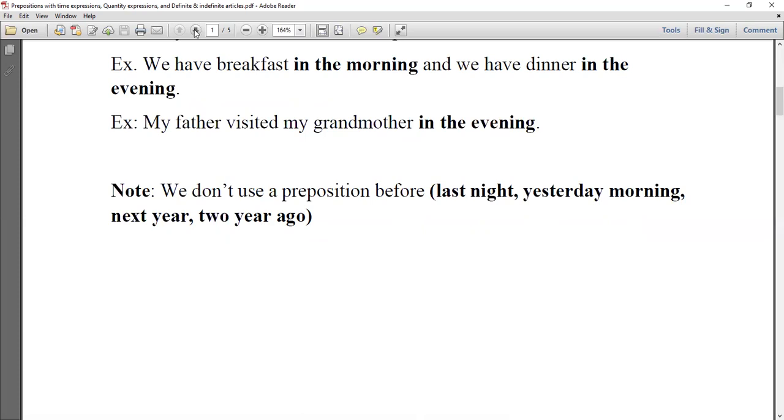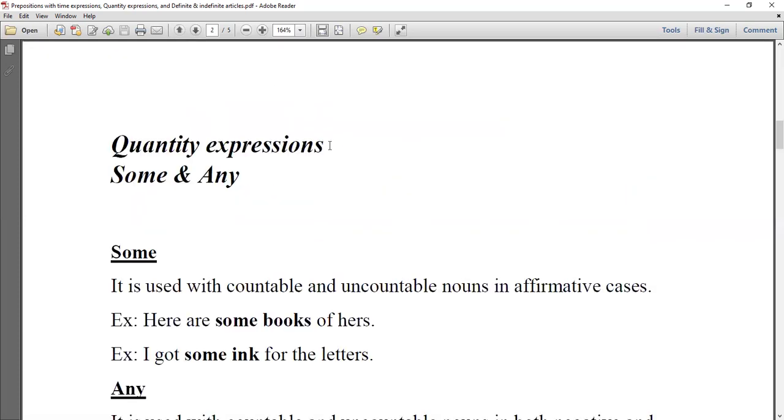Let me continue, and after that I'm going to do some exercises related to these topics. We have the quantity expressions, expressions used to measure number and amount. We have some and any. Both of them mean "some". Some means "a part of", and any means "any", like any of the books, any of the students. We use some with countable and uncountable nouns in affirmative cases only.